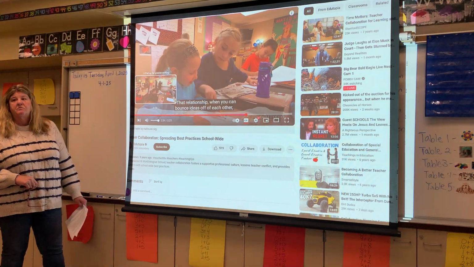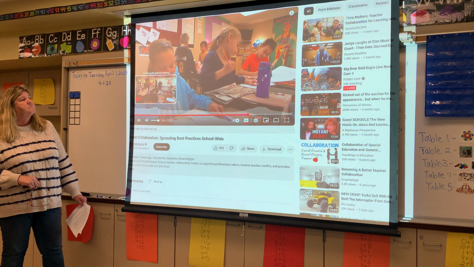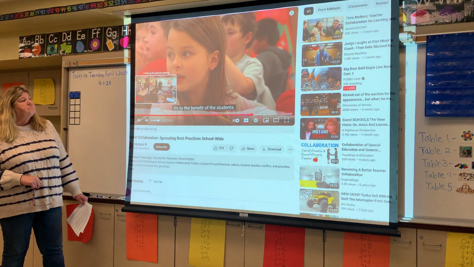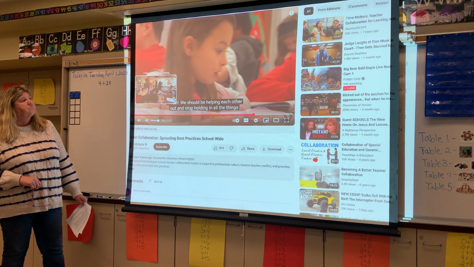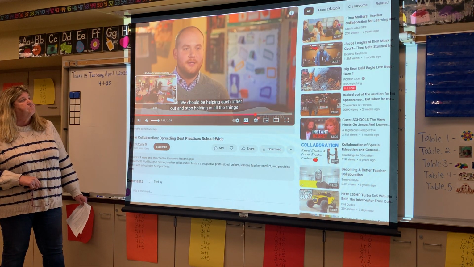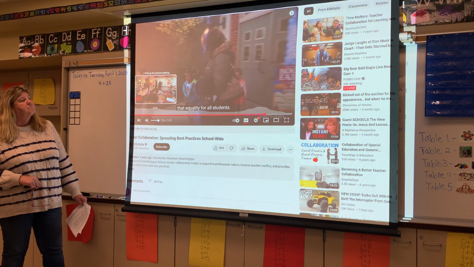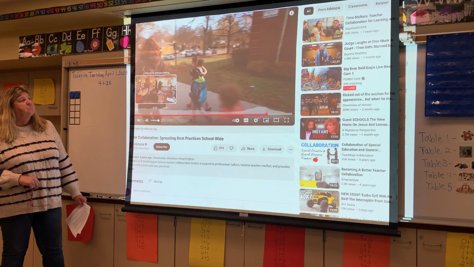That relationship when we can bounce ideas off of each other, it's to the benefit of the students. We should be helping each other out and stop holding in all the things that we do great and sharing it with others so that they can make those same gains within their classroom. And that's really what's important about it, is that the collaboration creates that equality for all students.